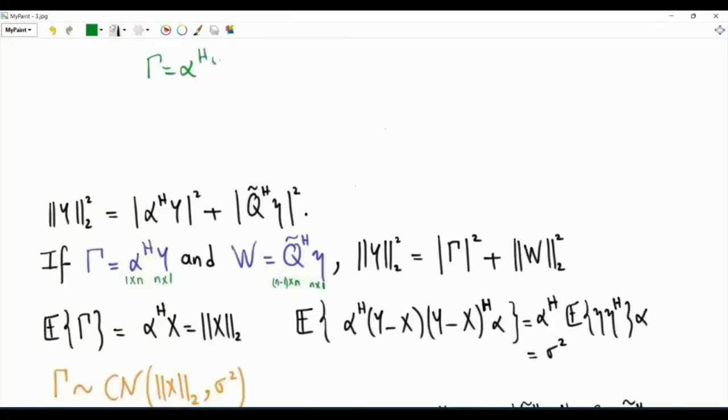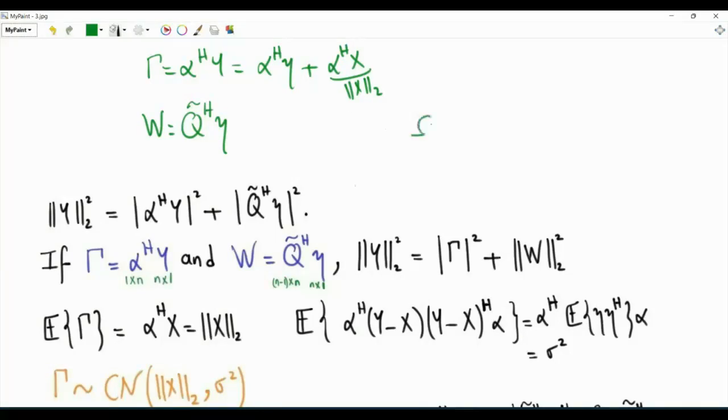Let gamma be equal to alpha Hermitian y. So this is alpha Hermitian eta plus alpha Hermitian x. And don't forget that alpha Hermitian x, because alpha is x over the L2 norm of x, is the L2 norm of x. And let W be this vector here, which is of size n minus 1 by 1. So it is Q tilde Hermitian times eta. So we have these two vectors.